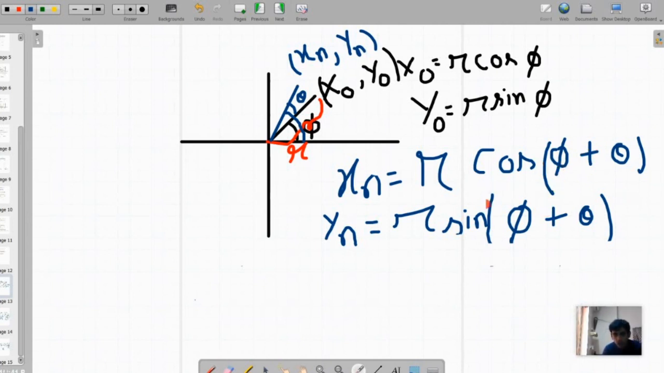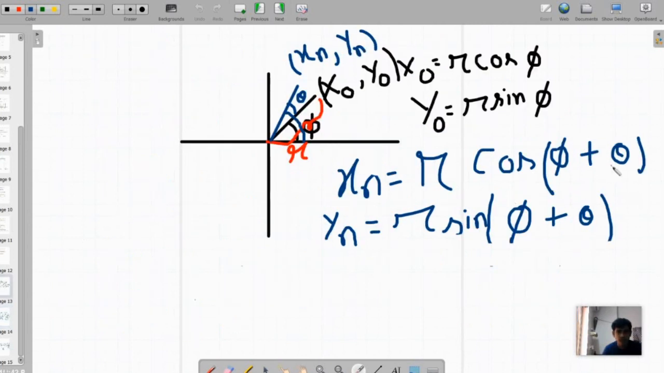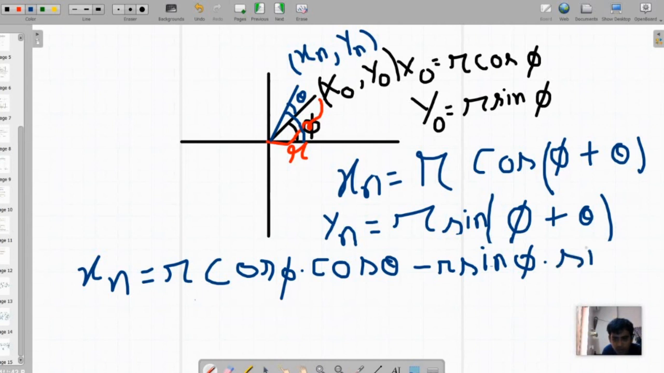Now express this cos(phi plus theta) and sin(phi plus theta) in an explicit way. If you break down r cos(phi plus theta), then x new becomes r cos phi multiplied with cos theta minus r sin phi multiplied with sin theta.